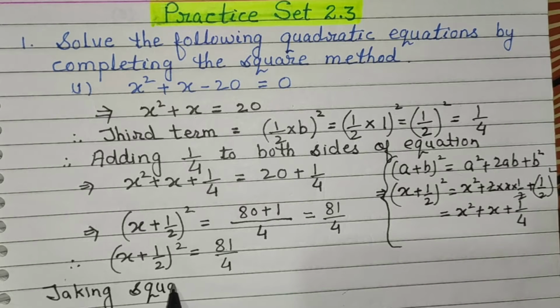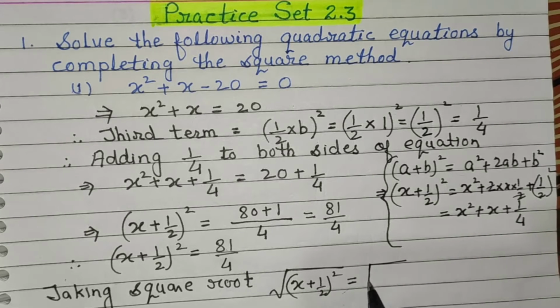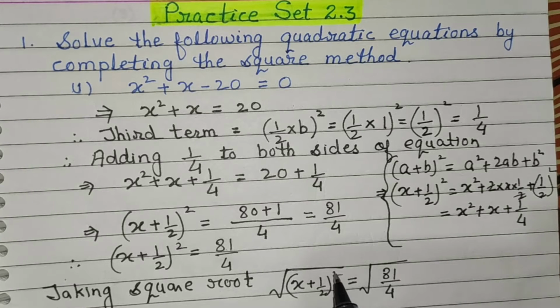Taking square root. Now square root of left hand side x plus 1 upon 2 whole square is equal to square root of 81 upon 4. Solve it. Now square and square root both are cancelled. We get x plus 1 upon 2 is equal to plus minus. Now square root of 81 is 9 and square root of 4 means 2. Now we get here two values.